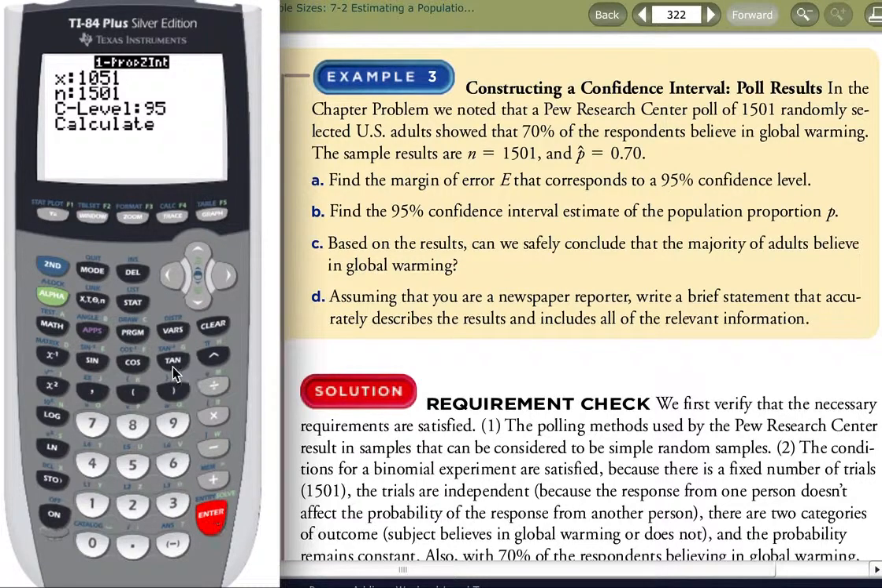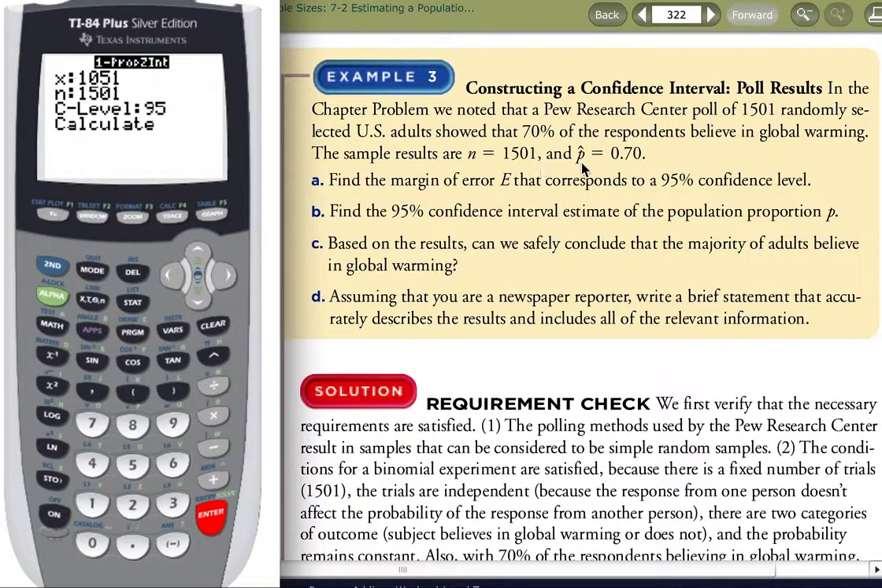Select it, and it's going to ask you for X, the number of successes, the number of observations that fit the description, N, the number of items observed or sampled. It's going to ask for the confidence level. It's going to ask you to calculate.